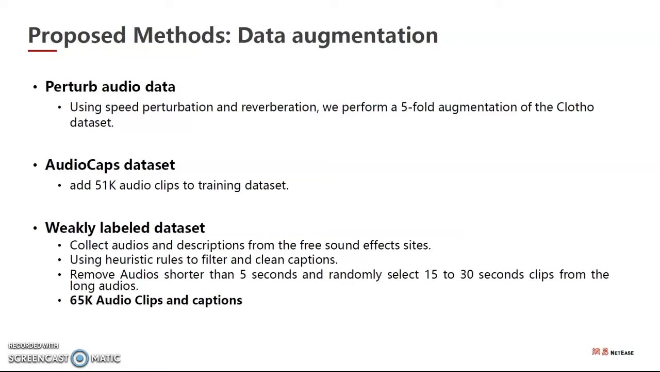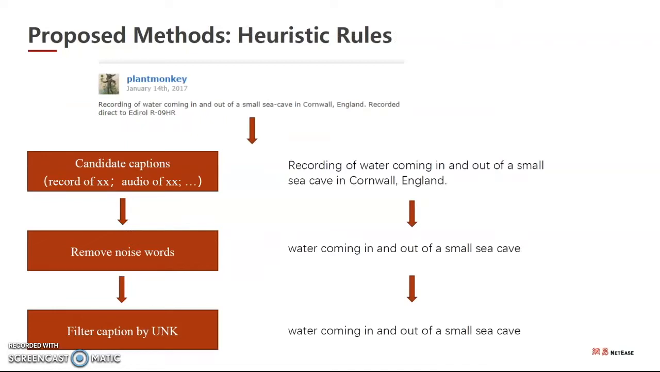We collect audio and the description from a free sound effect site. Then, we use heuristic rules to filter and clean captions. Finally, we remove audio shorter than 5 seconds and randomly select 5 to 30 seconds of clips from the long audio. Using this method, we collect 65,000 audio clips and captions. Here are our heuristic rules and an example. We use templates to extract candidate captions. Then we remove noise words and filter the unregistered words in the caption.